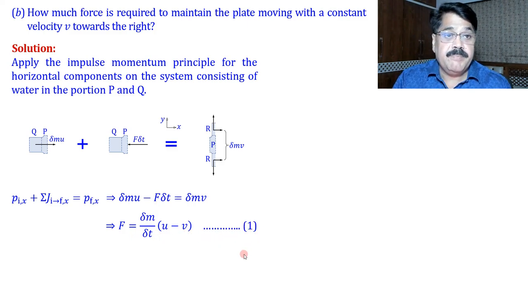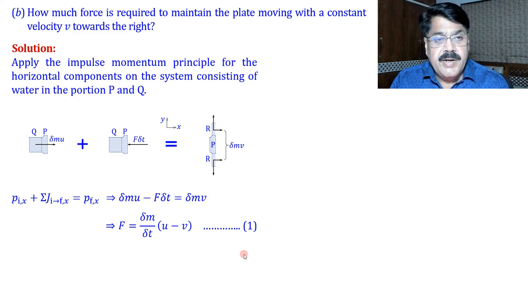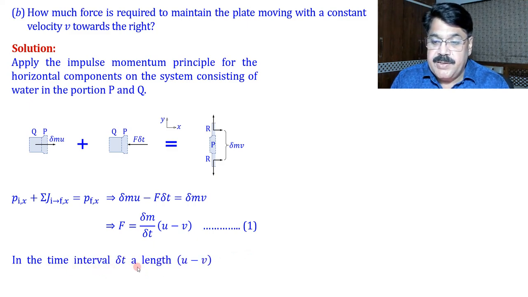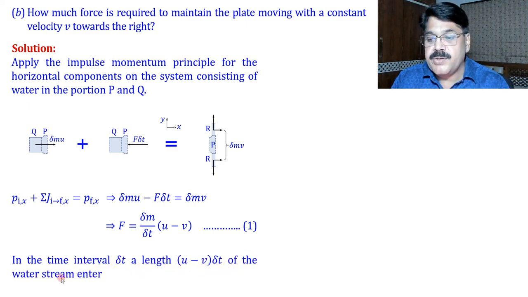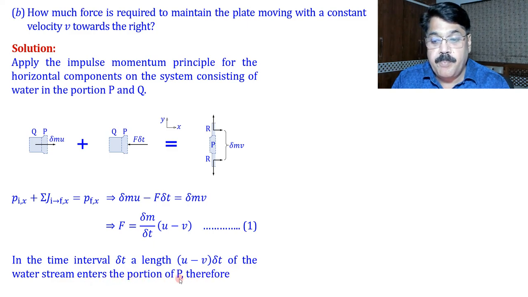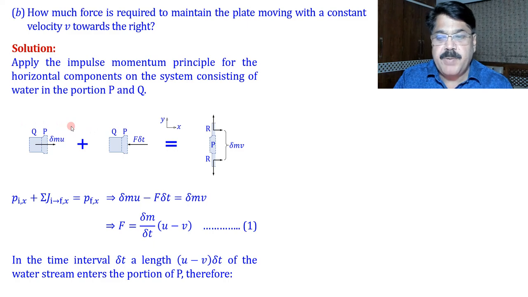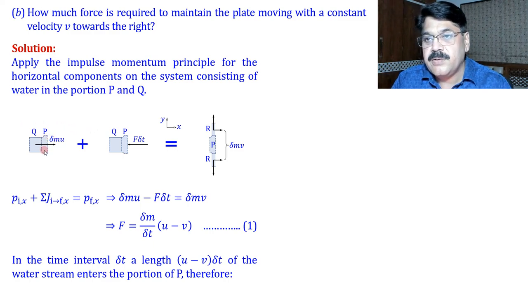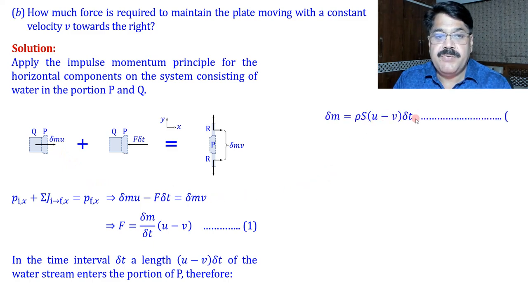Again the task remaining is to substitute the value of dm. Here dm will change from the previous problem. How? In the time interval dt, a length u minus v dt of the water stream enters the portion P. Why? Actually, the plate is moving with velocity v and water is moving u. So what is the velocity of water with respect to plate? That is u minus v. So this length u minus v dt of water will enter. So what will be dm here? Rho S u minus v dt. Now we substitute this value here.